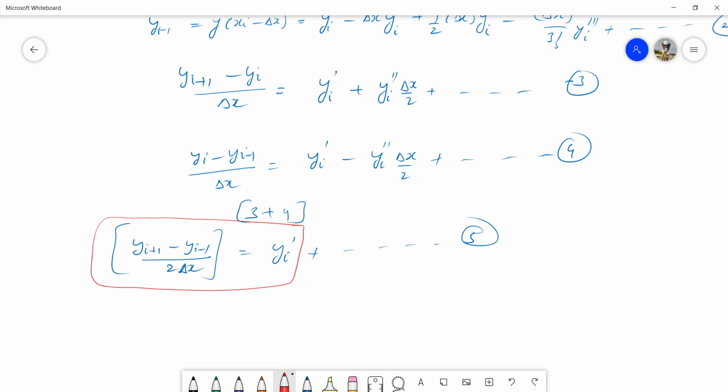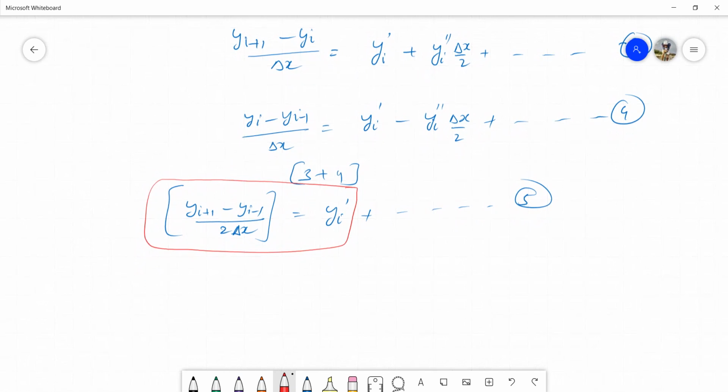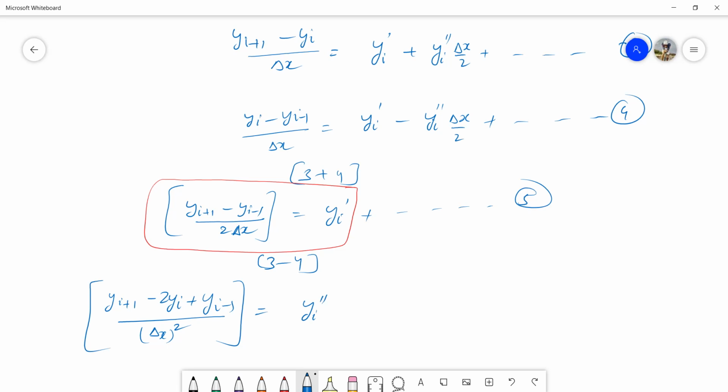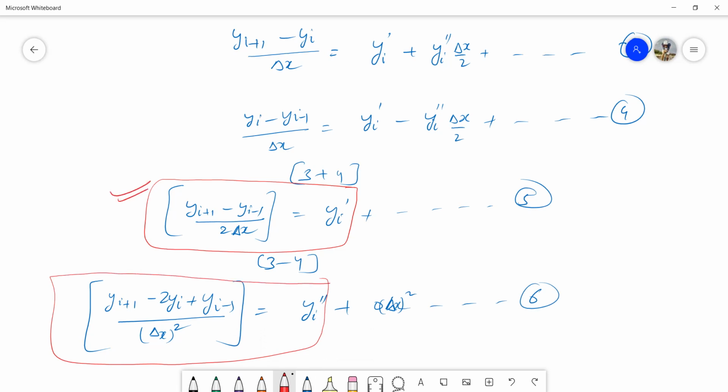Similarly, from equations 3 and 4 also, if we subtract them, like in case we added 3 and 4, if we subtract 3 minus 4, what we have is yi plus 1 minus twice of yi plus yi minus 1 over delta x square is equal to yi double dash plus the higher order terms in delta x, that is equation 6. Now if you see equation 5, we have this term, and from equation 6 we have this term. This expression can be used for the single derivative, and this expression can be used for the double derivative.